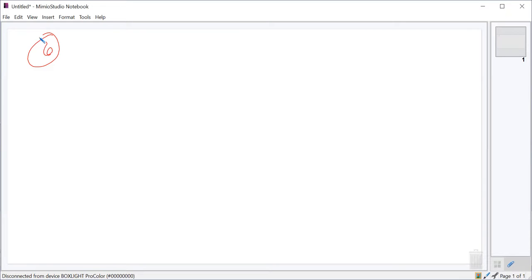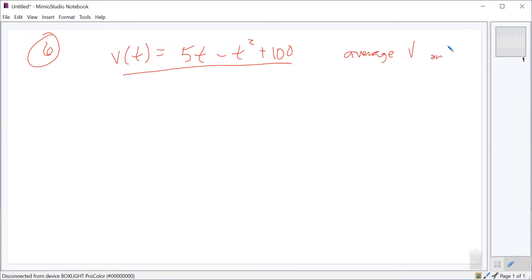We've got the velocity of the wind during a hurricane given by this function, v of t is 5t minus t squared plus 100. And we want to know what the average velocity of the wind is. So anytime you're given a continuous function and want the average of it, we want the average velocity on 0 to 4, right? 0 to 4.